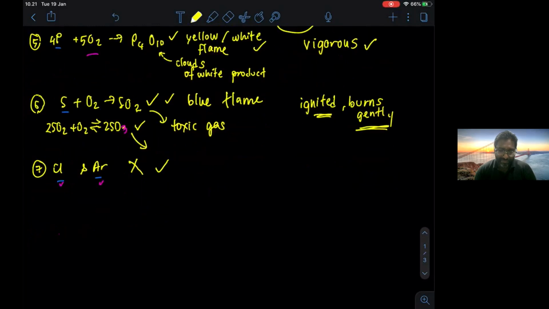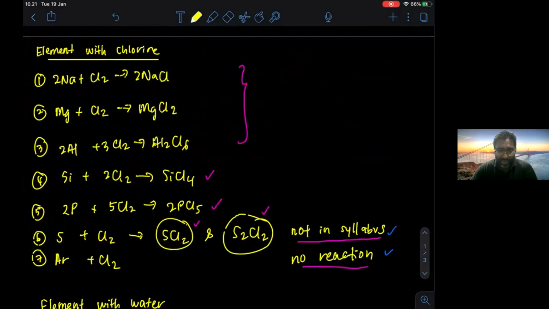So let's move on further. The elements do react with chlorine to give you the chlorides, except for again argon. They are noble gases, they do not react. So Ar does not react with Cl2, so we just leave it there. The rest, all of them, react, except for sulfur, which forms SCl2 and S2Cl2, but they are not in the syllabus, so we are not going to focus on that.